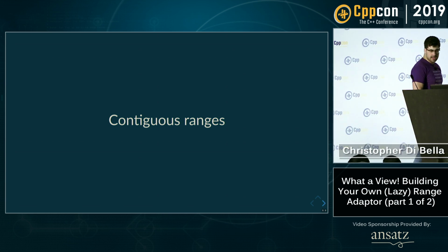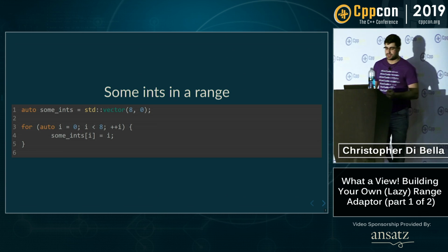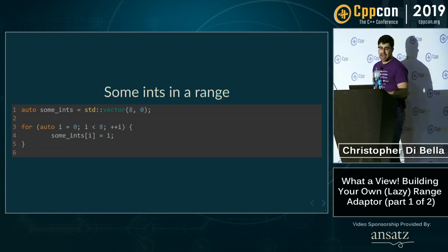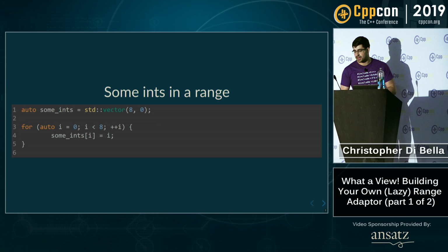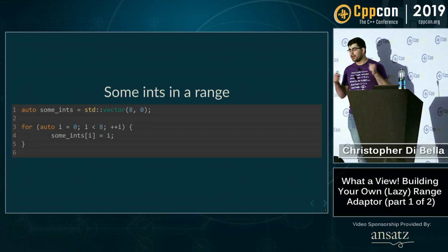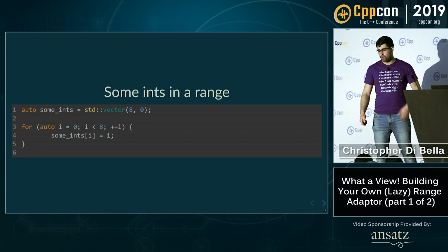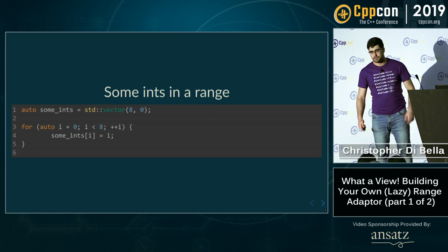Now, let's talk about having some integers in a range. This is one way we could do it. We could have eight elements in a vector. We could use a loop to fill them with 0, 1, 2, 3, 4, 5, 6, 7.